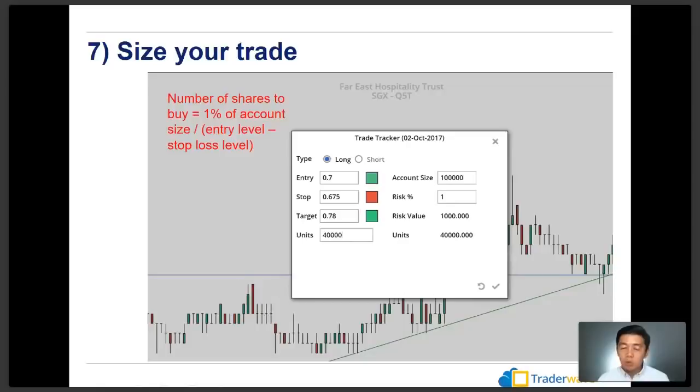And then finally, once you do that and you get into a trade, okay, you execute the entry level, you have your stop loss and you have your profit target.